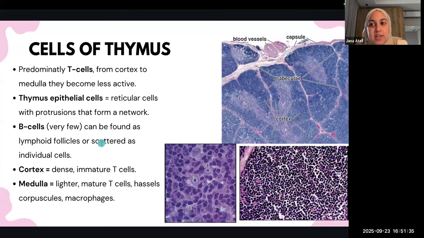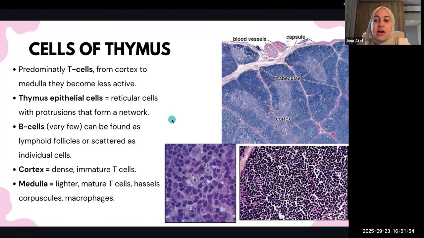Now, B cells can be found in the thymus. Yes, we said it is the main location for T cells, but you can also find some B cells in follicles or nodules. Now that we said there's a cortex and a medulla, the cortex is dense and has immature T cells. The medulla is lighter and has mature T cells.